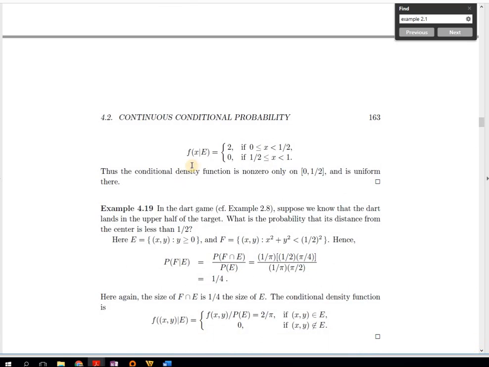So in fact, if you know that the spinner is in the first half, or in the first half interval of length 1/2, you can work out that the density should be 2, because the total mass of probability should be 1. Right? If x goes from 0 to 1/2, then you have to have a height of 2 in order to get a total density of 1.